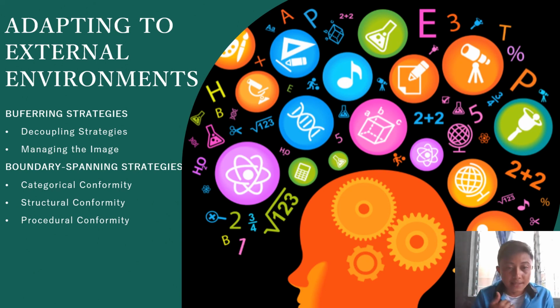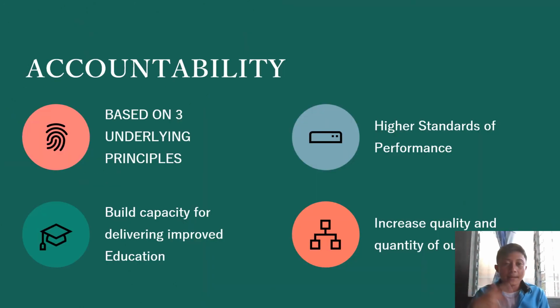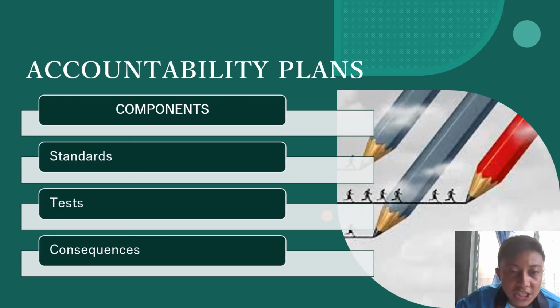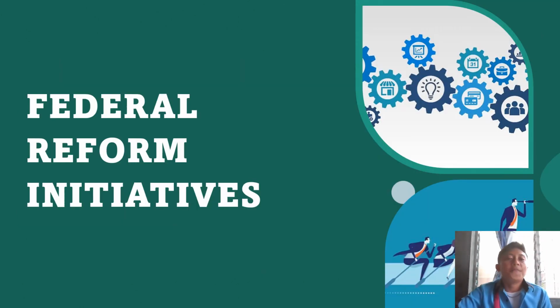So managing the image. Image management is all about respect: respect for self, respect for others, and respect for occasions, roles, and goals. And accountability is based on three underlying principles: build capacity for delivering improved education, higher standards of performance, and increase in quality and quantity of outcomes. The accountability plan's components are the standards, the tests, and the consequences. Federal reform initiatives, examples of that are the Race to the Top and the No Child Left Behind.